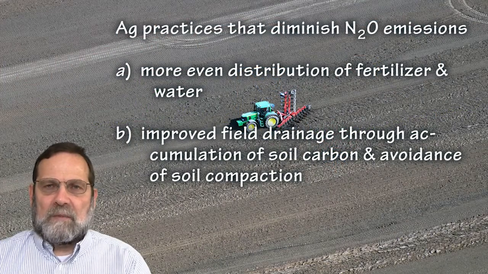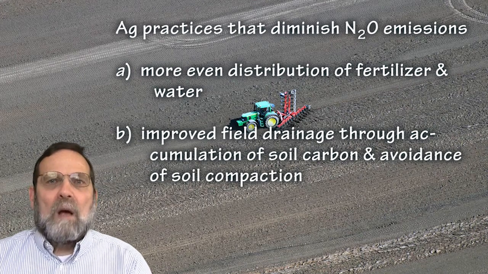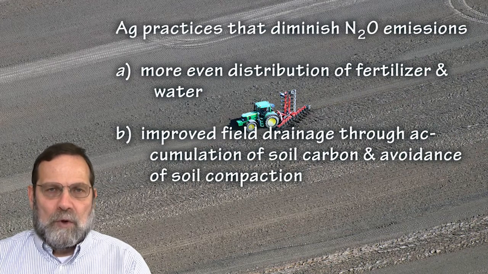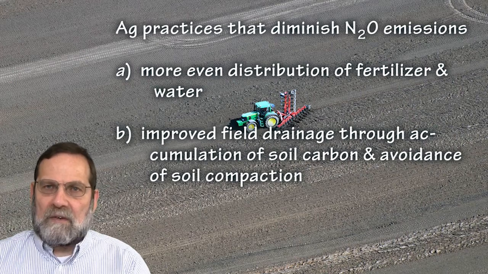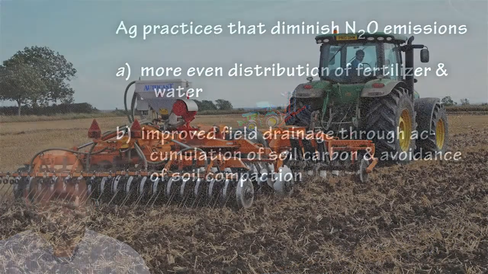Management practices that diminish nitrous oxide emissions from agricultural soils include A. More even distribution of fertilizer and water, and B. Improved field drainage through accumulation of soil carbon and avoidance of soil compaction.